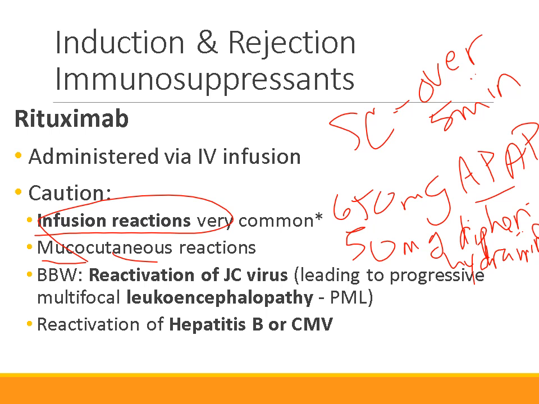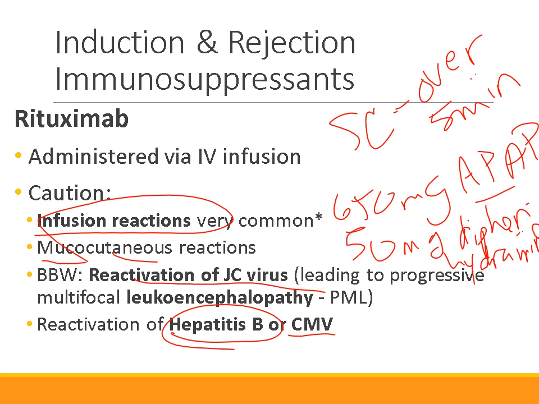There's a black box warning for reactivation of JC virus. JC stands for John Cunningham. This JC virus attacks the white matter of the brain, and it can lead to leukoencephalopathy. So it is important to check serology to see if the patient has had JC virus in the past. Also, we can have reactivation of hepatitis B or CMV, cytomegalovirus.